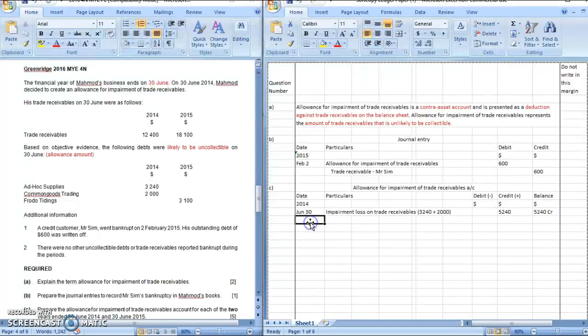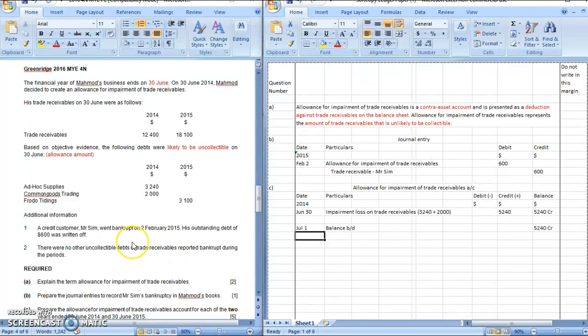So don't forget that we need to have a closure of a balance brought down. So we will write July 1st, the next day, which is the first day of the next financial year. And this time around, we have a beginning balance of 5,240. So first year done, we will now move on to the second year. With a beginning balance of 5,240, let's find out if there's any customer who went bankrupt.